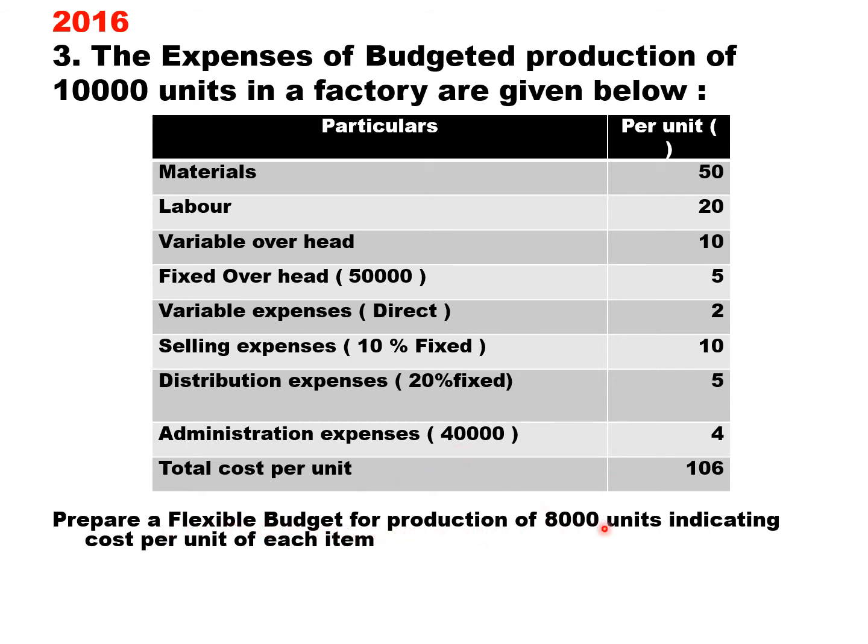Prepare a flexible budget for production of 8,000 units indicating cost per unit of each item. So information given in the question is for 10,000 units. You need to prepare a budget for 8,000 units. So students, you need to go for working note only for two: selling expenses and distribution expenses. Why do we need a working note for selling and distribution expenses? Because these are semi-variable. Material 100% variable, labor 100% variable, variable overhead 100% variable, fixed overhead 100% fixed, variable expenses 100% variable. Then selling and distribution both are semi-variable, a part is fixed, a part is variable. Administration is 100% fixed. So you need to go for working note for selling expenses and distribution expenses.